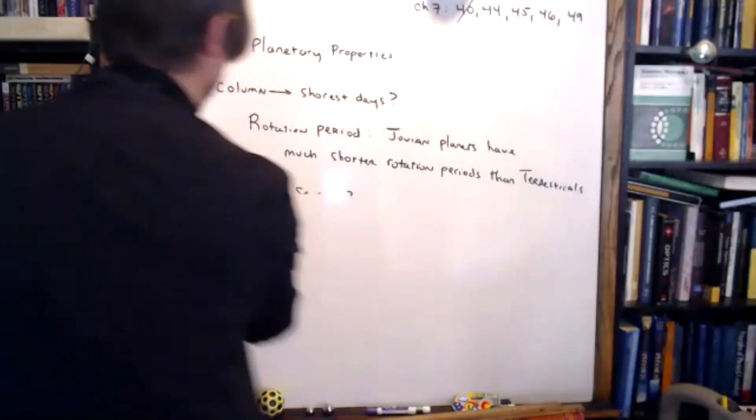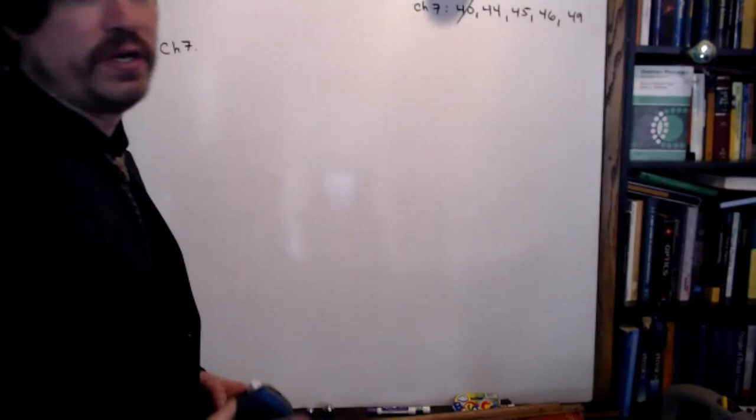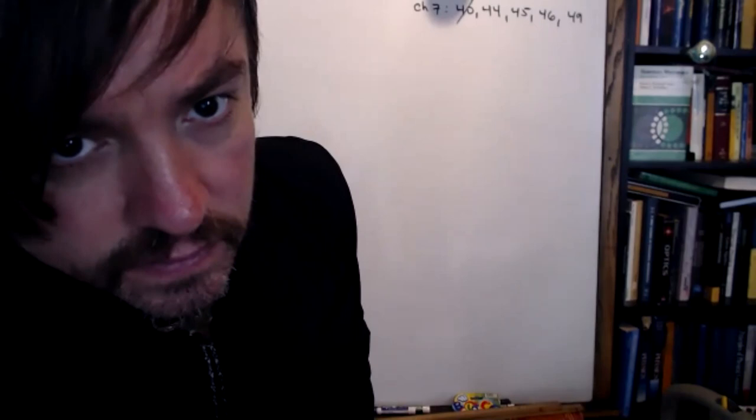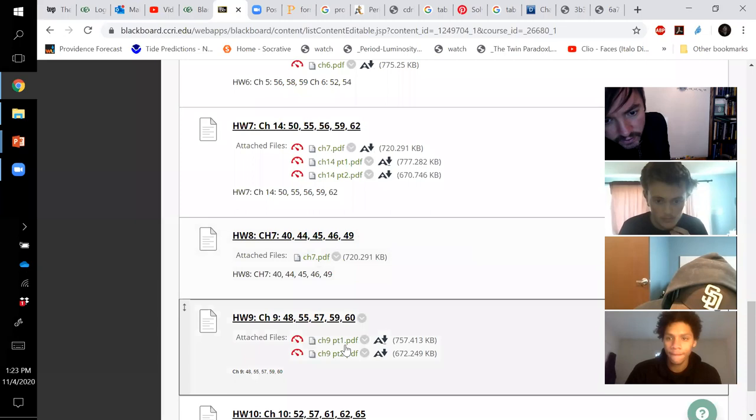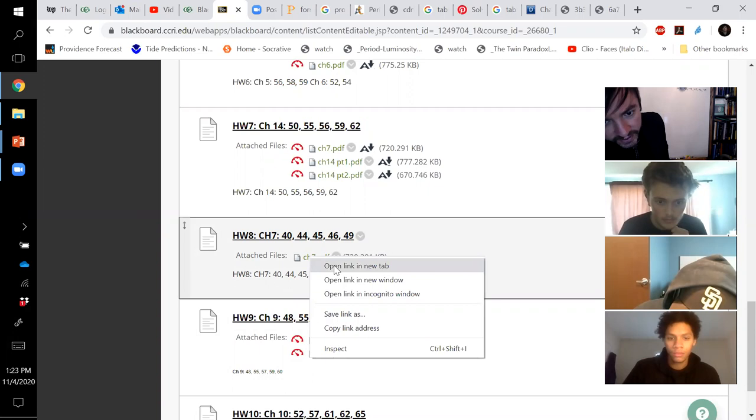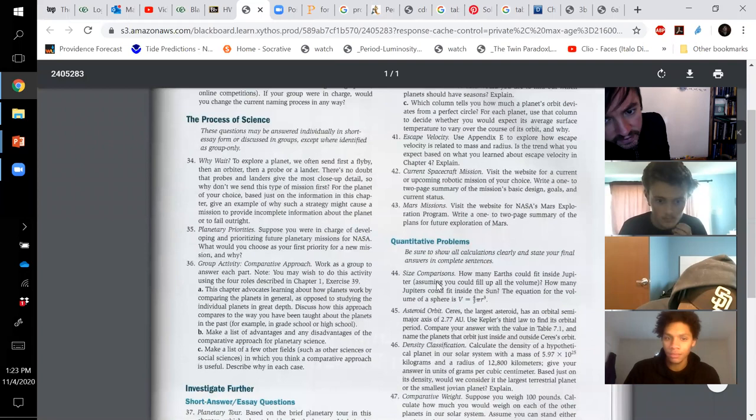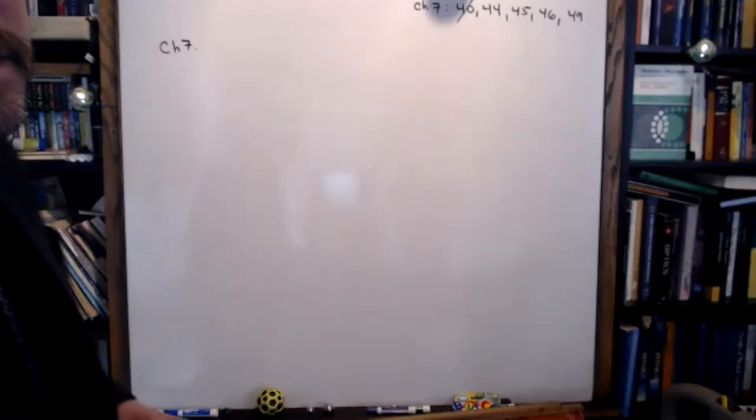Okay, the next question is a real easy one. Sean, do you have access to those problems? Can you read us one? I do not. So here's what you do, Sean. You watch my moves. You go to your blackboard, which you should have up. You go to homework 8, chapter 7 PDF. You right click and you open in a new tab. And then you can read me number 44. Can you do that for me? Yeah, just give me 1 second.